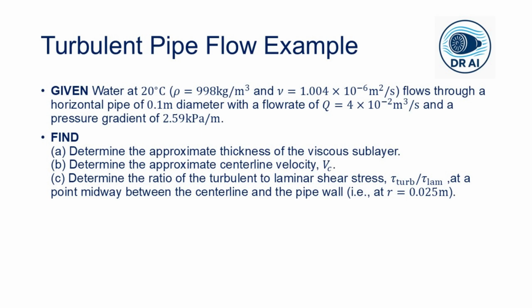The flow rate is 0.04 meter cube per second, and the measured pressure gradient is 2.59 kilopascal per meter. Now, part A asks us to determine the approximate thickness of the viscous sublayer. First, we need the wall shear stress, tau W. Even though the flow is very turbulent, the force balance we derived last time, delta P equals 4L tau W divided by D, is still valid. It comes from basic mechanics, independent of the flow type.